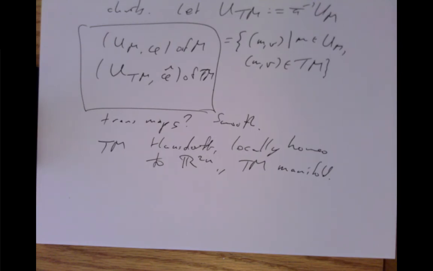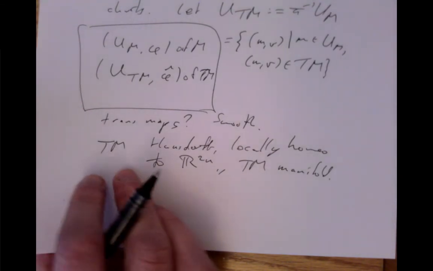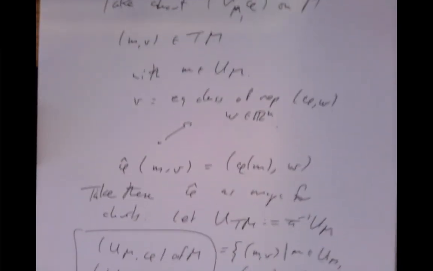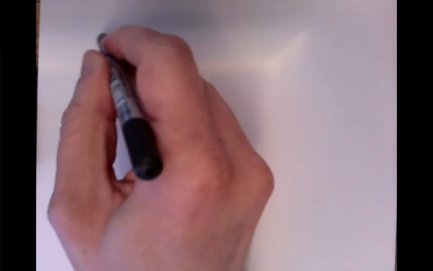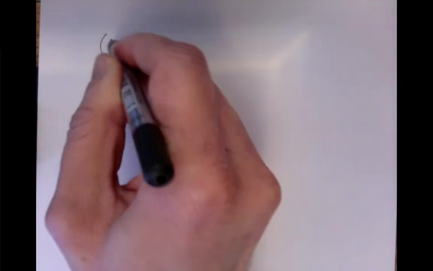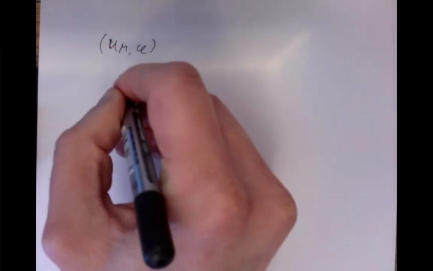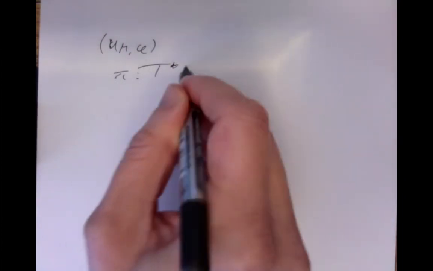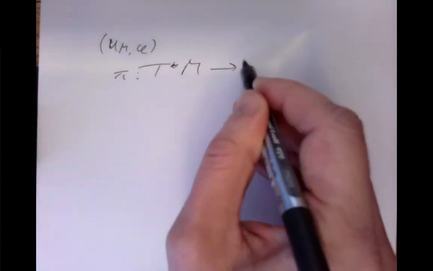So similarly, we want to define a cotangent bundle, which is going to be the collection of all the cotangent vectors put into one single object. We do almost exactly the same thing. We take some U, M, and phi, and then we take pi, which takes a cotangent bundle to M.